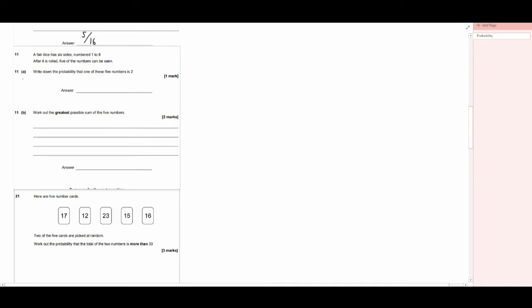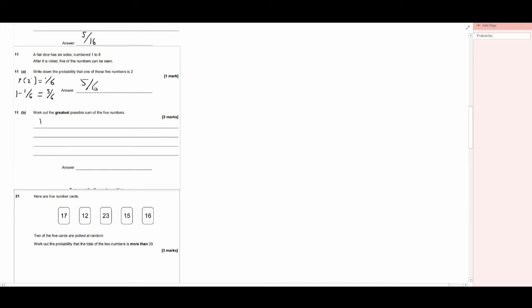So what you've done, if the probability of a 2 complement or not being 2 is equal to 1/6, then the probability of you being able to see 2 is 1 minus the probability of no 2, which equals 5/6. Next, they ask you to work out the greatest possible sum of the 5 numbers.